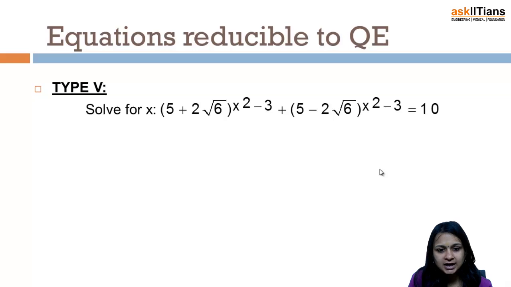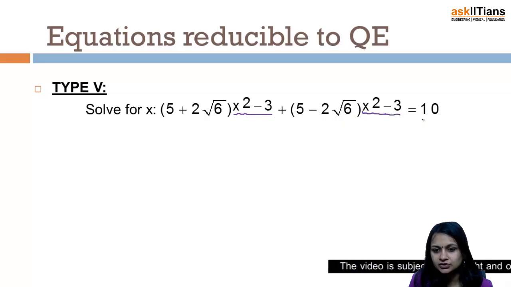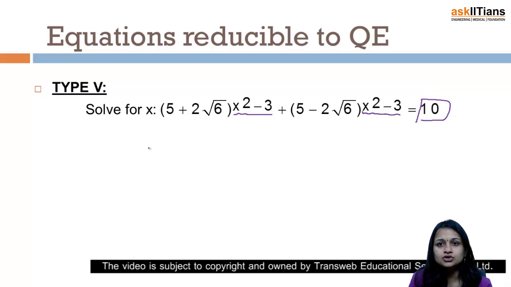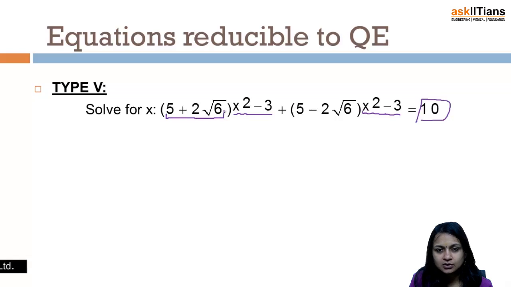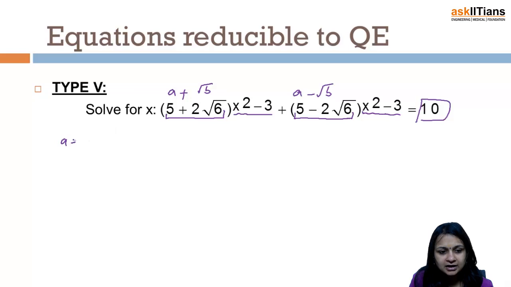Let's move to the next type, where you can see that your equations look like this. Solve for x: (5 plus 2 root 6) raised to the power x square minus 3 plus (5 minus 2 root 6) raised to the power x square minus 3 equal to 10. The most important thing here is the speciality of this type: you have 5 plus 2 root 6, which is irrational, and 5 minus 2 root 6, which is also irrational. But if I consider this as a plus root b and this as a minus root b, when you multiply them, a plus root b and a minus root b, you always find that this is equal to 1.